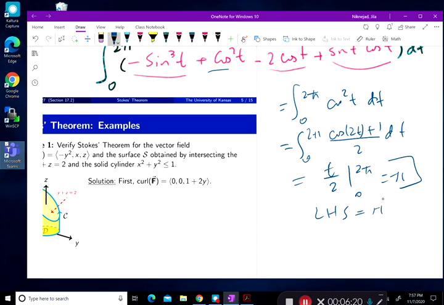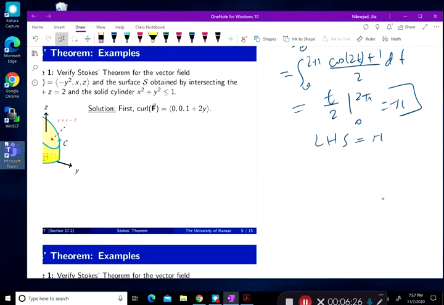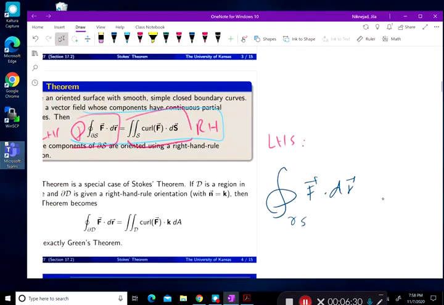The next part is to find the integral of the right-hand side. How do I do the integral of the right-hand side? Again, let's go back to the problem, the right-hand side.